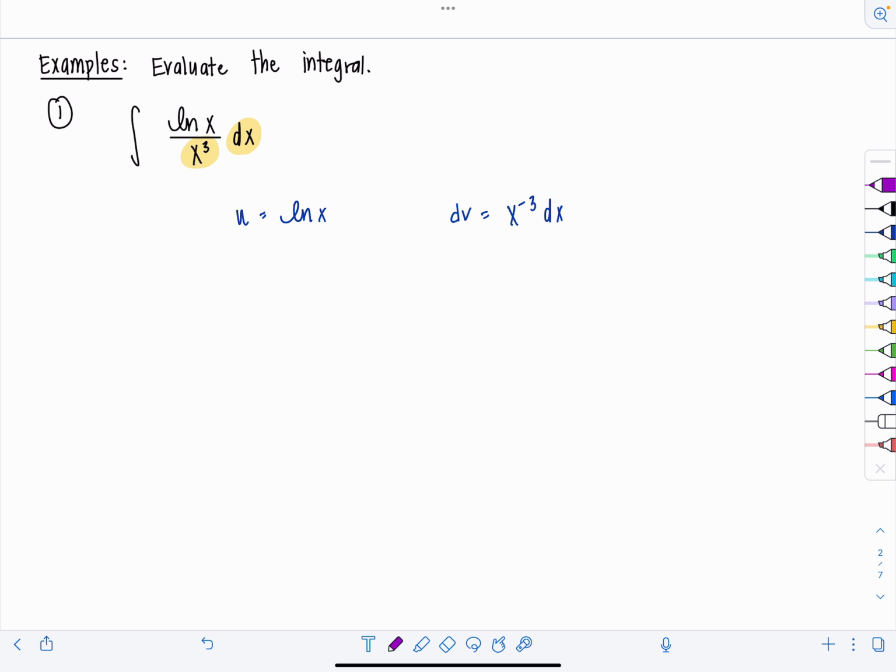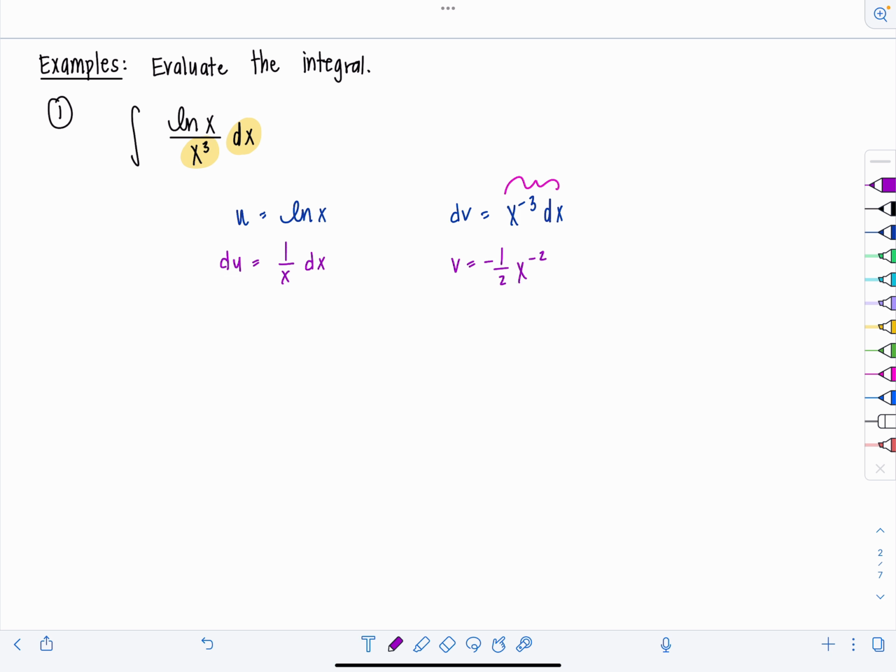Good. Now from here, we need to find du and v. So du is going to be the derivative of natural log of x, which would be 1 over x. Don't forget that dx. And then to get v, we're going to integrate x to the negative third, anti-differentiate it. So add 1 to the exponent, it's going to become x to the negative second, and then divide by the new exponent. So I'm just going to put a negative 1/2 in the front, and we have x to the negative second.